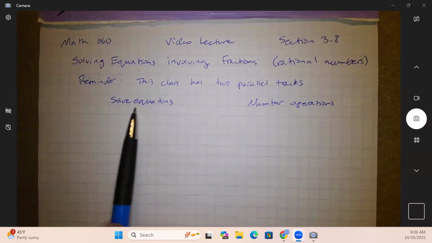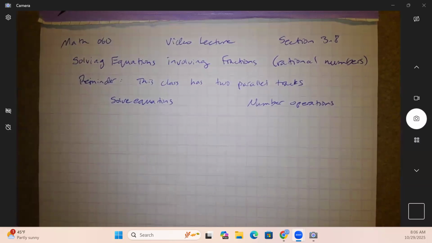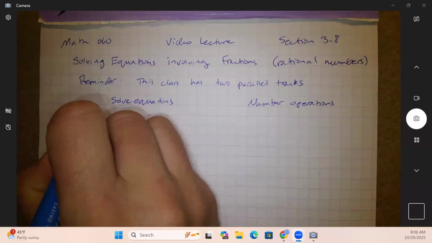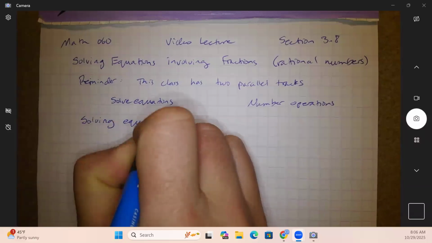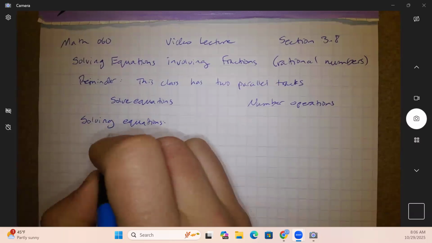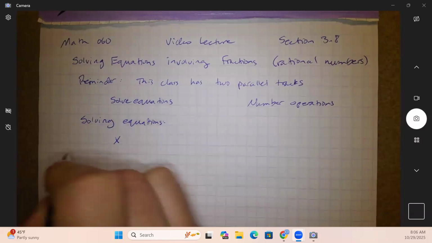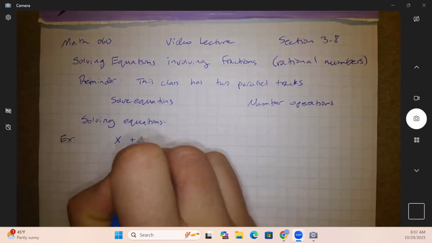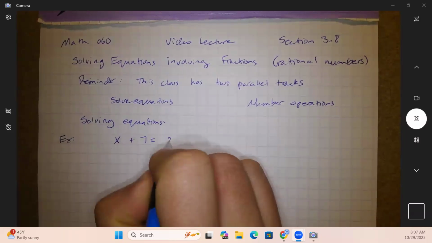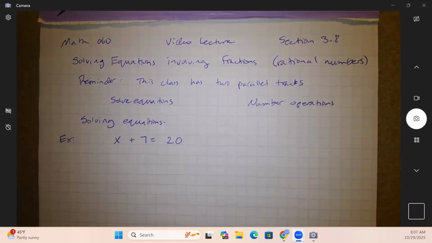And so I'm just going to review basically all of these pieces because I know it may have been a while since you've thought about, okay, now how do I solve equations again? So, solving equations. I'm just going to do a bunch of examples demonstrating some different things. So maybe a real simple example to start, x plus 7 equals 20.